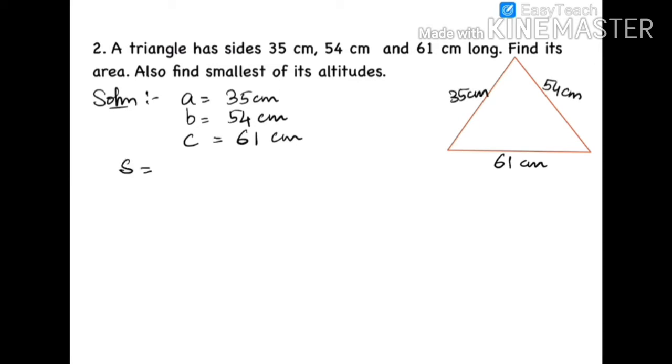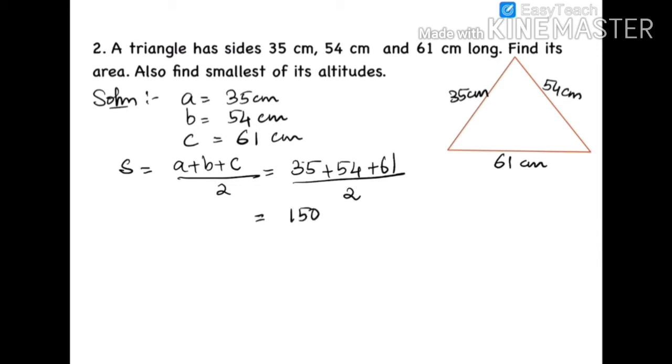So the first step is to find the semi-perimeter. That will be A plus B plus C divided by 2. So 35 plus 54 plus 61 divided by 2 will give 150 divided by 2, which is 75 centimeters.